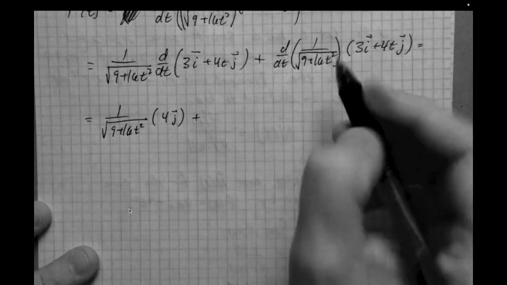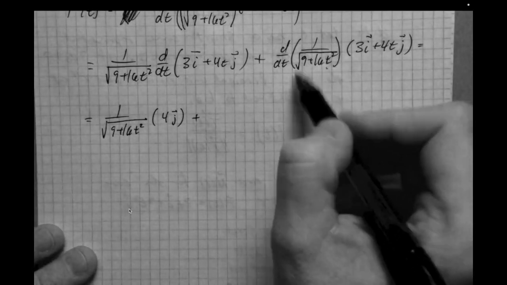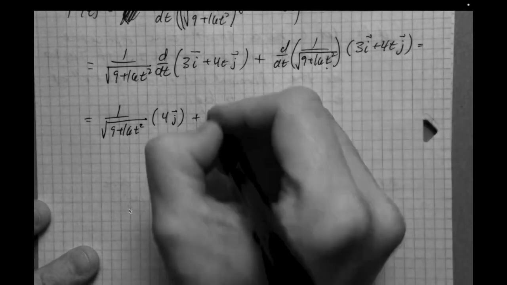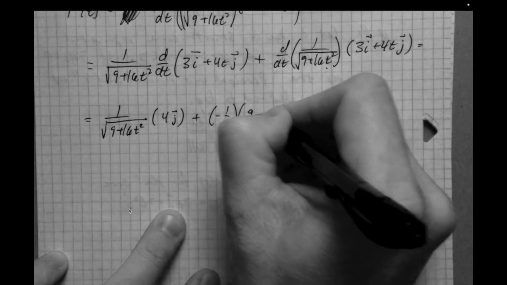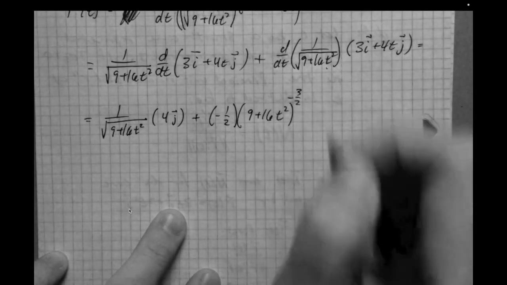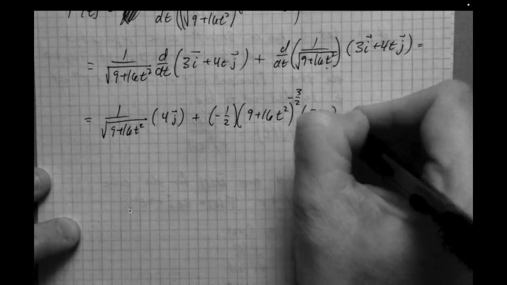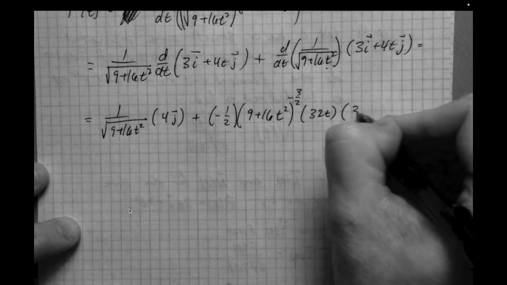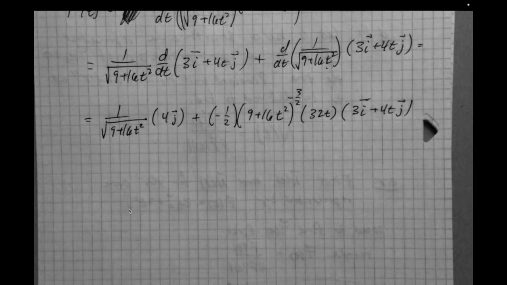Then over here, this is a derivative. Oh, sorry, there should be a square root there. Sorry about that. So we'd have to use the chain rule. You can think of this as 9 plus 16t squared all to the negative 1/2 power. And so that would give us negative 1/2 times 9 plus 16t squared to the negative 3/2 power. And then we have to differentiate the insides like the chain rule. So this would be 32t when you differentiate what's inside. And then all of that times this vector. Okay. Very good.